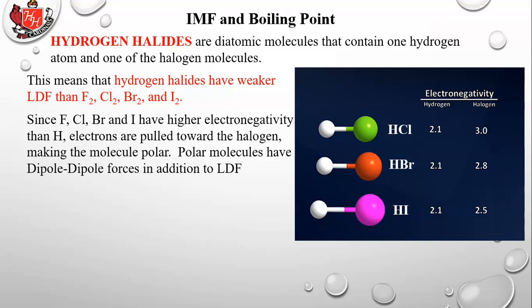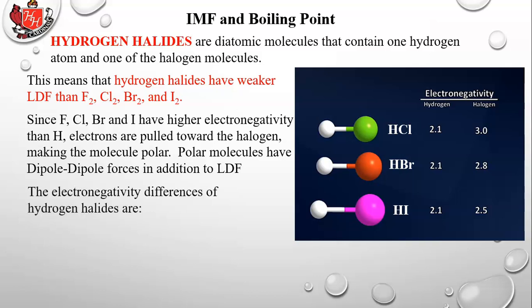So the electrons go over towards the Cl in HCl, they go over towards the Br in HBr, they go over to the I in HI. That makes the halogen side more negative, the hydrogen side more positive. That gives it a polarity, and that's a dipole-dipole force. So these molecules have both London dispersion forces and dipole-dipole forces.